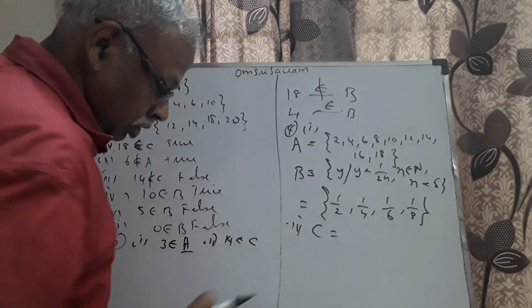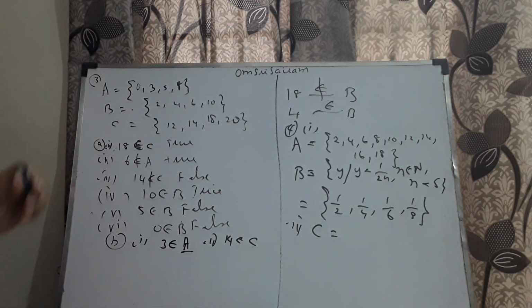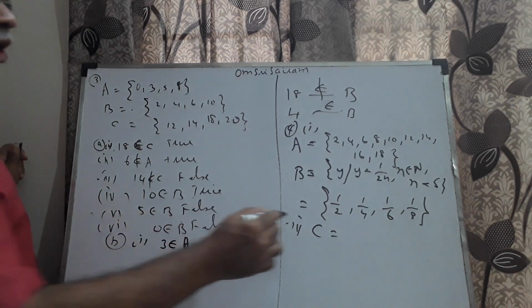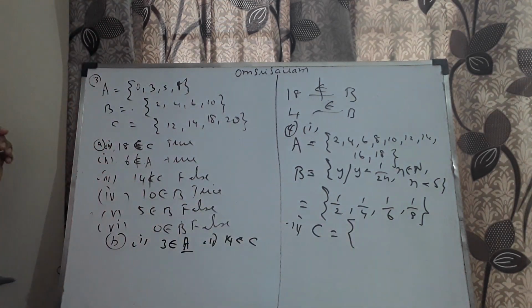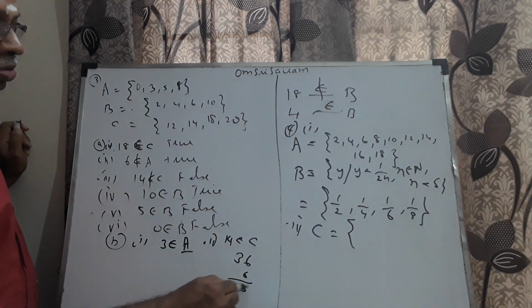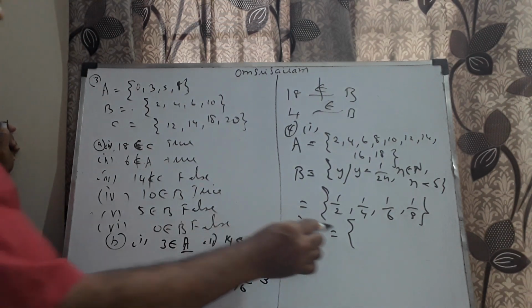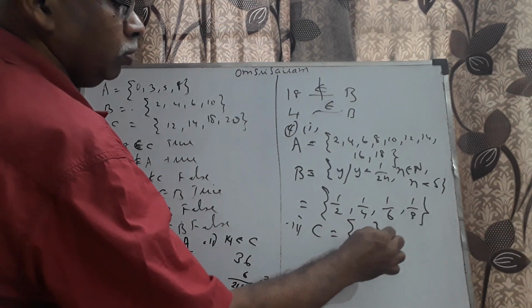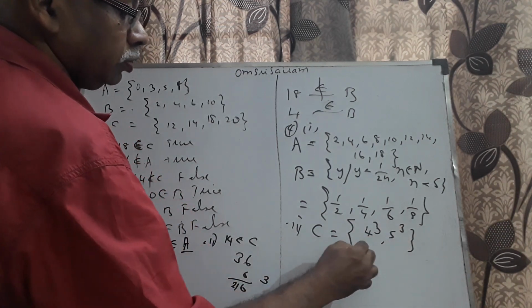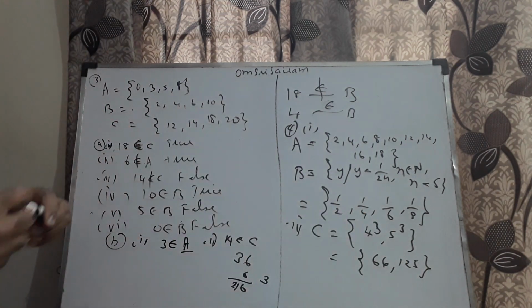Here, x is a perfect cube, and 27 less than x less than 216. See here, 27 is 3 cube, and 216 is 6 cube. You can check 36 into 6. Therefore, I mean to say simply 4 cube and 5 cube is what you are supposed to do. This is nothing but 64, 125. Those are the elements in C.